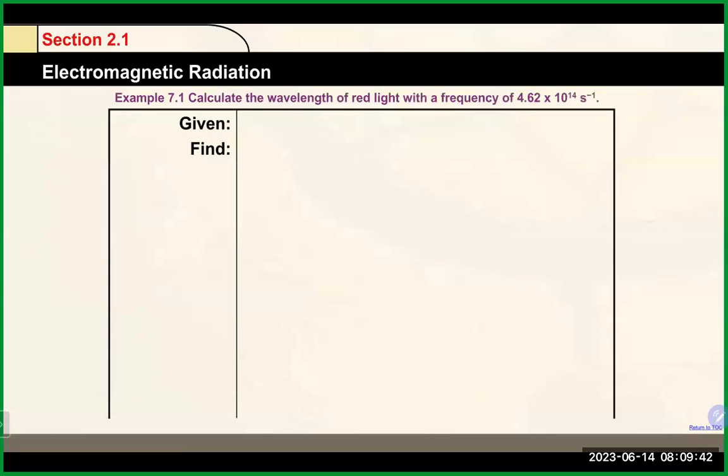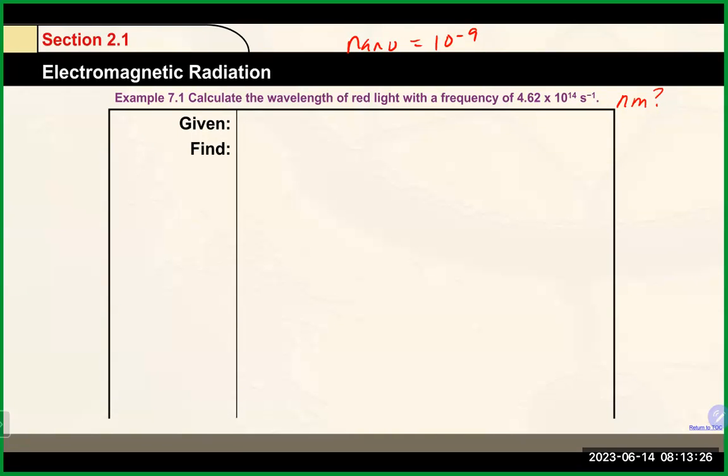Let's take a look at one. Why don't you give it a try? Calculate the wavelength of red light with a frequency of 4.62 times 10 to the 14. And why don't we do it in nanometers, which is oftentimes how we describe the color of light, like red light, in the visible part of the spectrum. Nano is 10 to the minus 9.